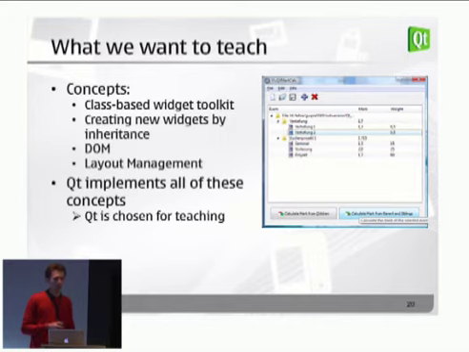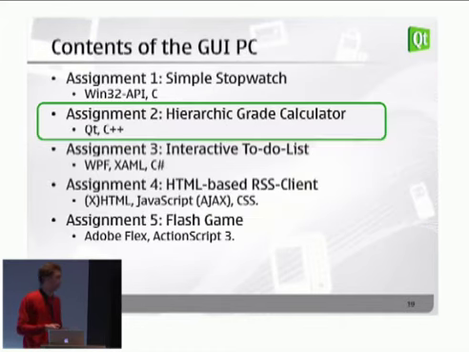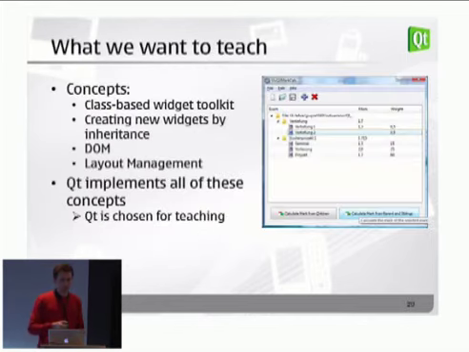Again, it should be about concepts, and there are some concepts that we want to teach, and for example, it's a class-based widget toolkit. When they come there, the first assignment they have done using the Windows API, there are no classes, and of course this is more or less the first thing that they should learn, and also creating new widgets by inheritance. And then there's some other things that we think the students should learn with this exercise, for example, a document object model or layout management. And Qt implements all of these concepts, and that's the reason why we use it.